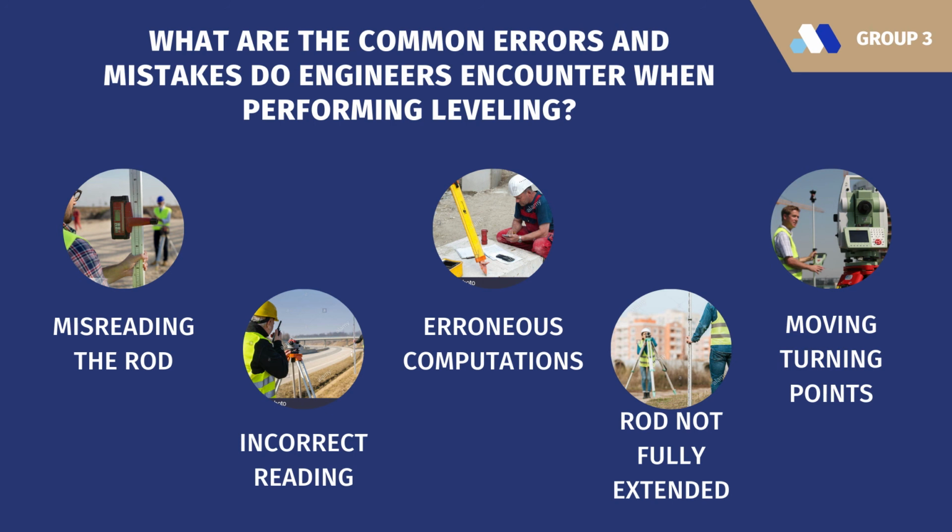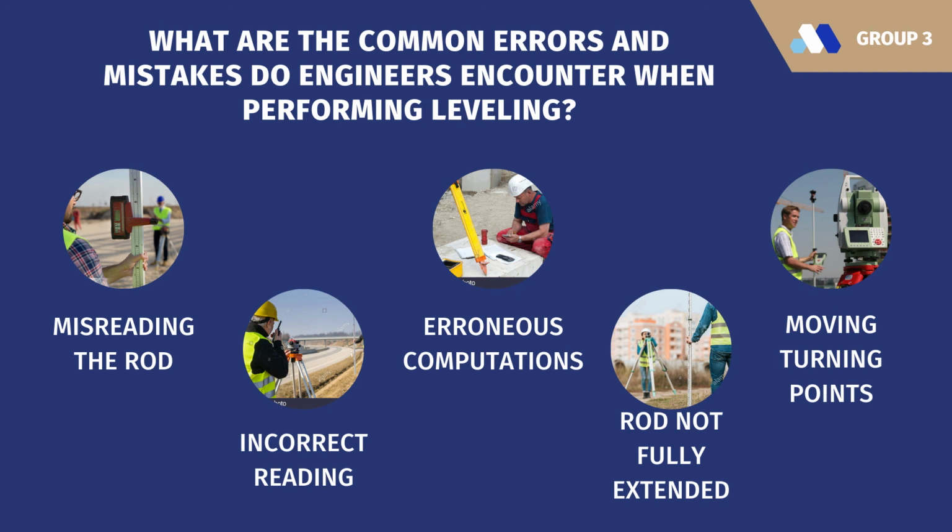First is misreading the rod. This happens when the instrument man reads the rod incorrectly. As we all know, the instrument man is the one who is assigned to operate the surveying instruments. This mistake most frequently occurs when the line of sight of the rod is partially obstructed by vegetation or other objects in the field. An example would be surveying in grasslands.